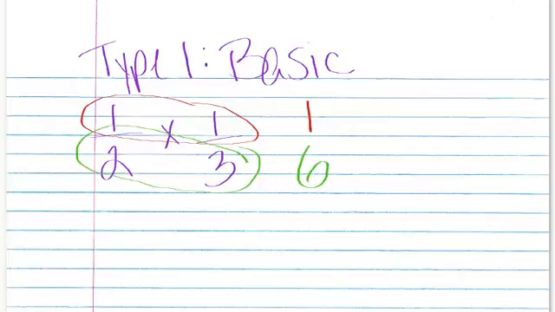1 times 1 is 1. And you multiply the bottoms together. 2 times 3 is 6. And of course I did it again. You can't reduce, but if you can, you should.